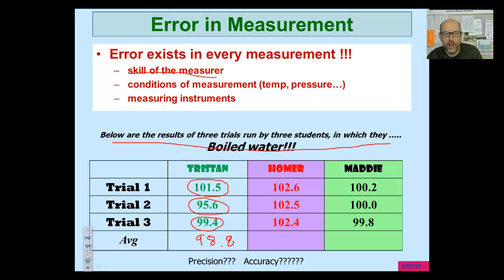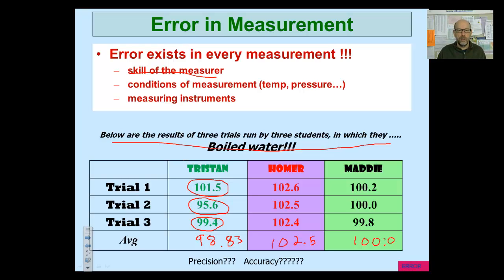98.83. Now, if you look at what Homer did, he got 102.6, 102.5, 102.4. Good job, Homer. If you look at the average of this and you add them up and divide by 3, I'm pretty sure that will end up being 102.5. Now, if you look at what Maddie did, she had 100.2, 100.0 and 99.8. And if you add those up, the average is 100.0. Nice. So let's analyze these.